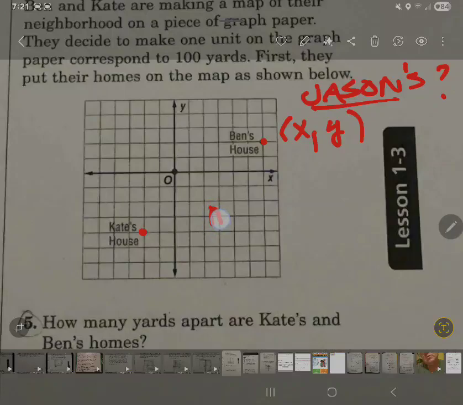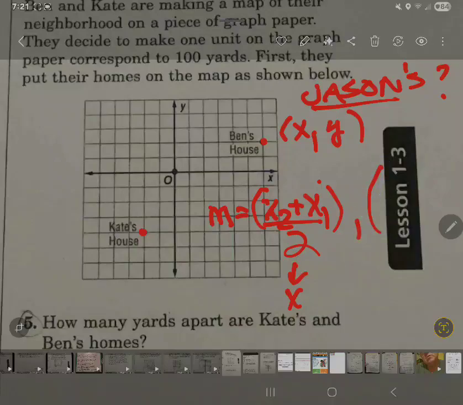And the midpoint formula says M equals X sub 2 plus X sub 1 divided by 2. That gives us our X. And then we're going to also have Y sub 2 plus Y sub 1 divided by 2. Okay, now let me demystify that, and that'll give us our Y. All right, so all that means, what is our X values on this grid right here between Ben and Kate's house?